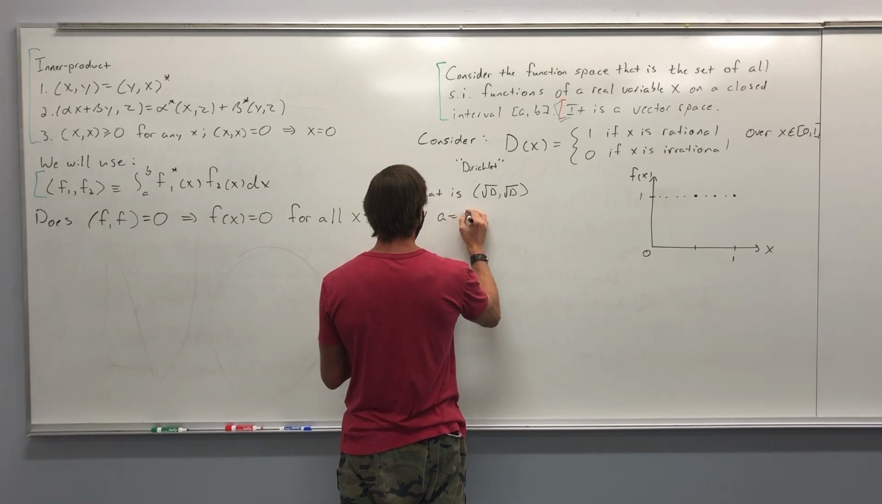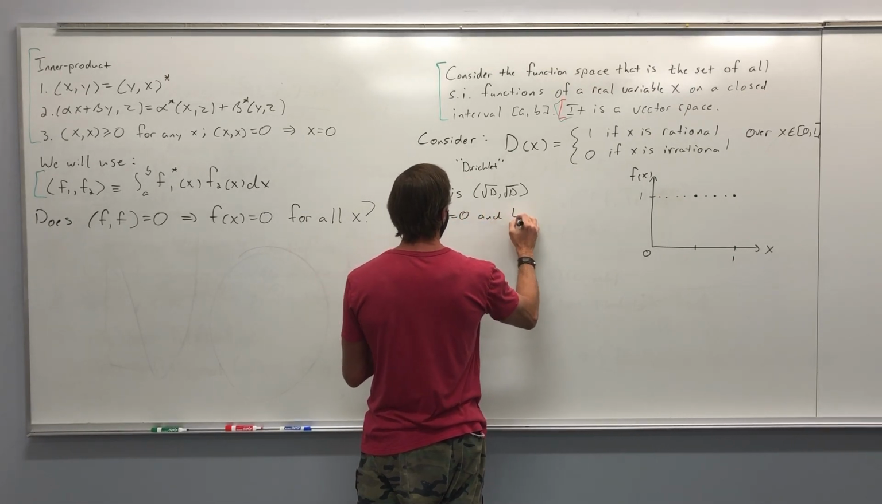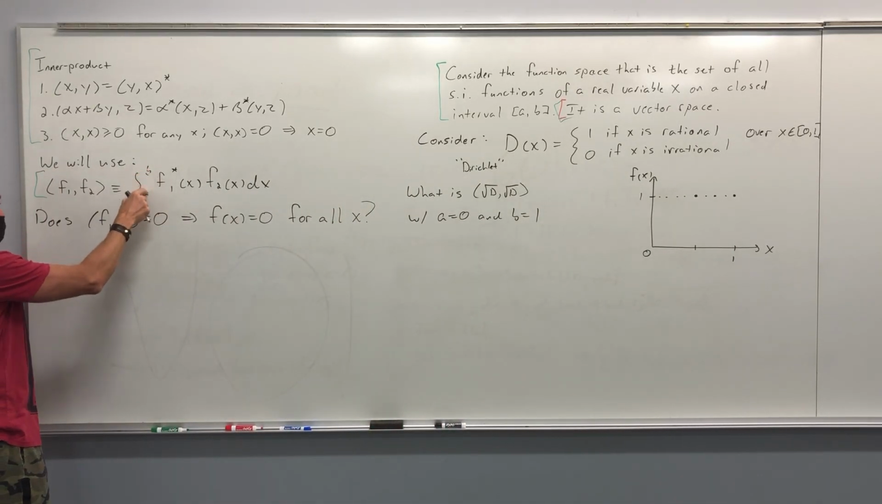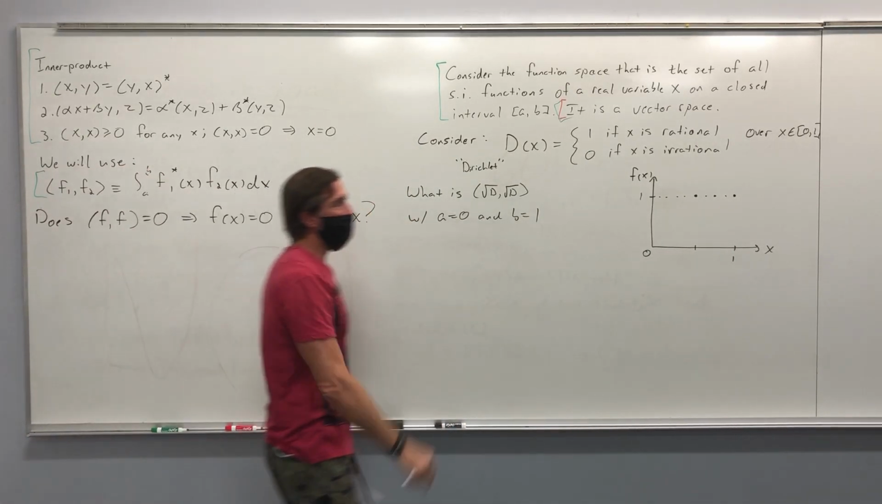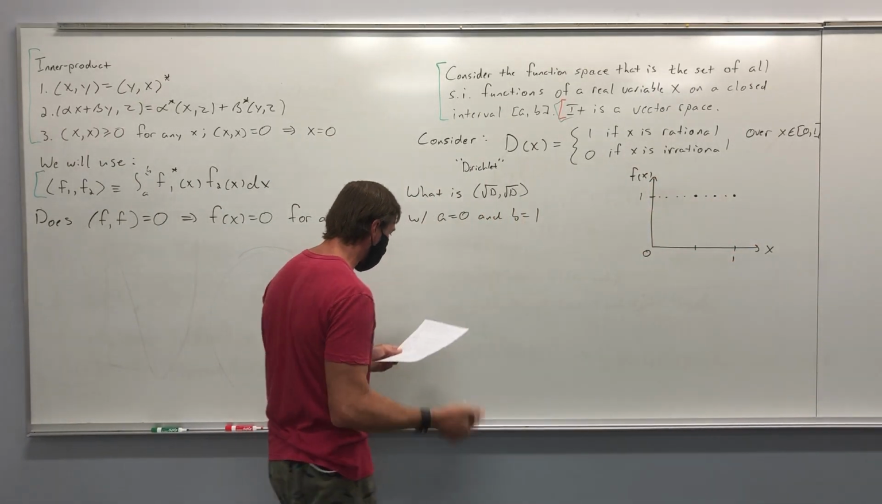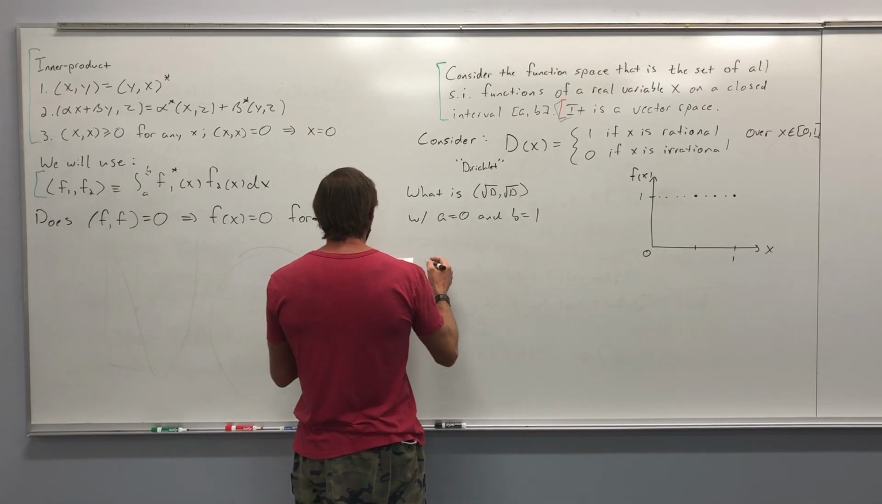With a equals 0 and b equals 1 in the definition of the inner product. The inner product is defined over an interval. Our interval happens to be defined from 0 to 1, so that's going to be the limits of the integral defining the inner product.